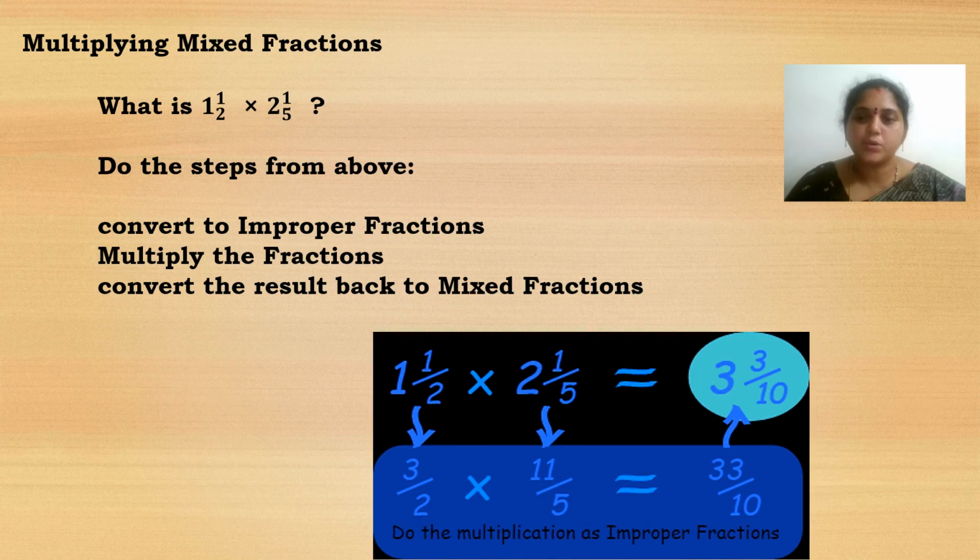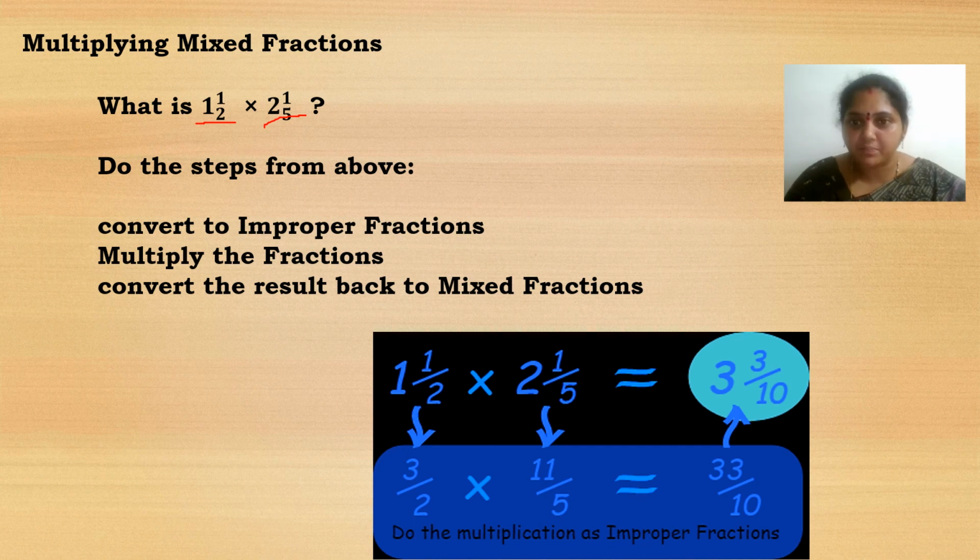Children, we have seen how to multiply fraction into fraction, fraction into whole number. Now, we will be seeing how to multiply a mixed fraction into mixed fraction. So, here what is my number? My number is 1 1/2 into 2 1/5. How to do this? Convert to improper fractions, multiply the fractions, convert the result back to mixed fraction.